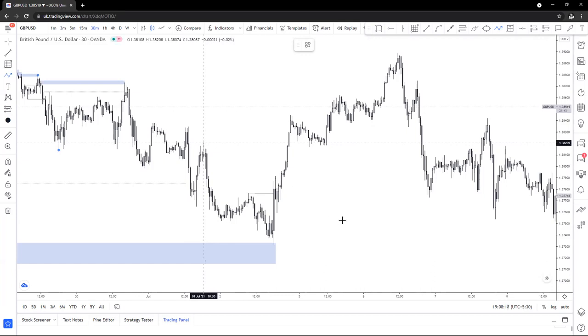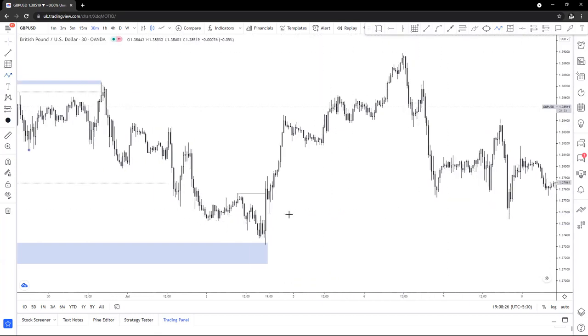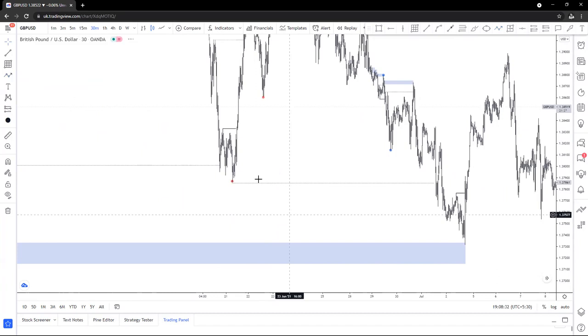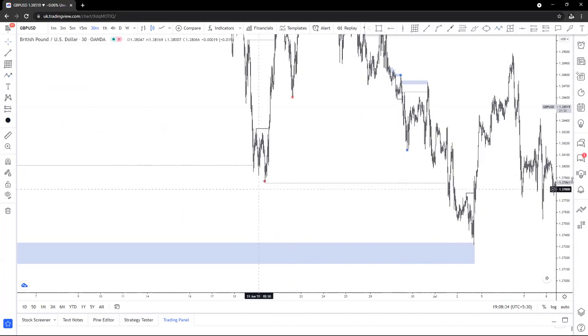Can you continue with the bullish intent after this, like on this candle? So this is what happened on the 30-minute time frame. Now you see external range liquidity has been taken out.